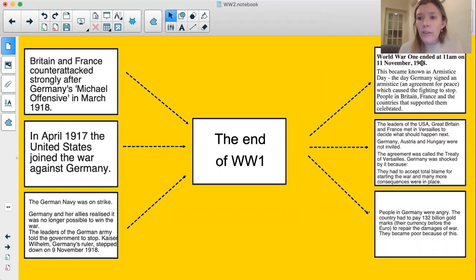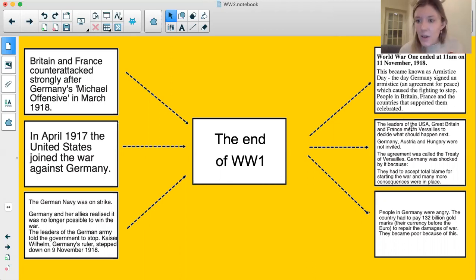So World War One ended at 11 a.m. on the 11th of November 1918. This day became known as Armistice Day, the day Germany signed an armistice, which is an agreement to say we would like peace. And that was what caused all of the fighting to stop. So people in Britain, France, and other countries had huge celebrations.